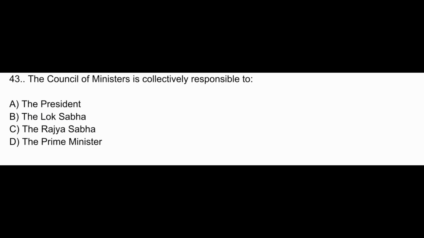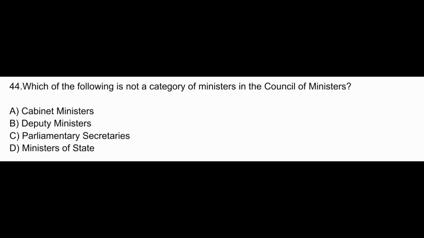The next question. The Council of Ministers is collectively responsible to the President, the Lok Sabha, the Rajya Sabha, or the Prime Minister? Next question. Which of the following is not a category of ministers in the Council of Ministers? A, Cabinet Ministers. B, Deputy Ministers. C, Parliamentary Secretaries. D, Ministers of State.